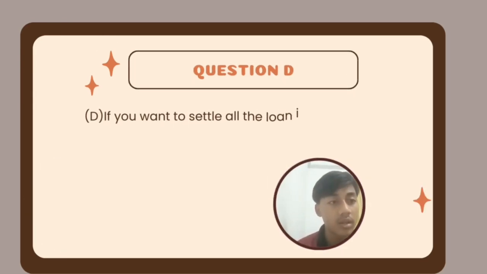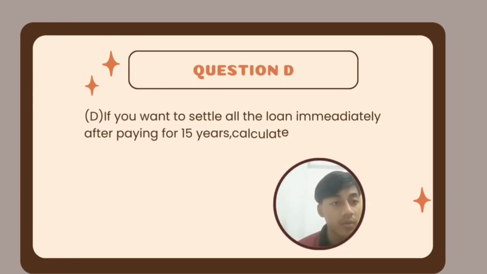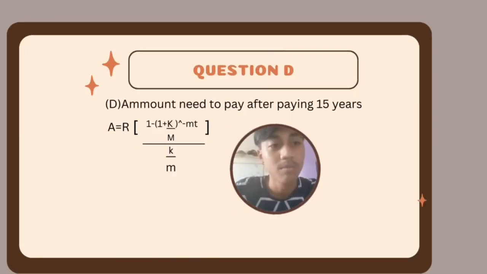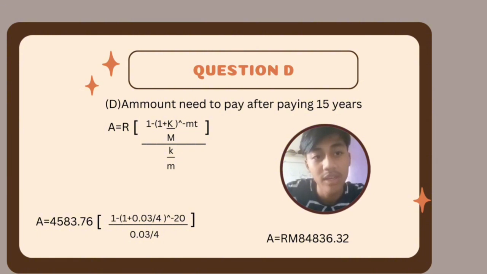Question D. If you want to settle all the loan immediately after paying for 5 years, calculate the amount you need to pay. The amount needed to pay after paying is the formula A equals R, 1 minus bracket 1 plus K over M, bracket, to the power of negative MT, divided by K over M. So, A equals 4,583.76, 1 minus bracket 1 plus 0.03 over 4, bracket, to the power of negative 20, divided by 0.03 over 4. So, the answer is 84,836.32.